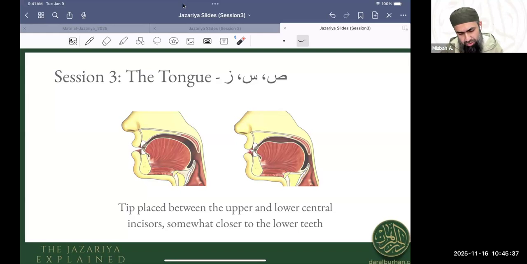Okay, and you can see it in this picture, this diagram. The tongue is slightly behind. The tip is slightly behind, and it's sitting above the lower central incisors. Okay, and this is the makhraj of Sad, Sin, and Zay. Of course, you look at it and you can see that this is Sad because the back of the tongue is risen, as opposed to Sin and Zay. All right, that's the only difference. So really, very simple difference between them. Okay.